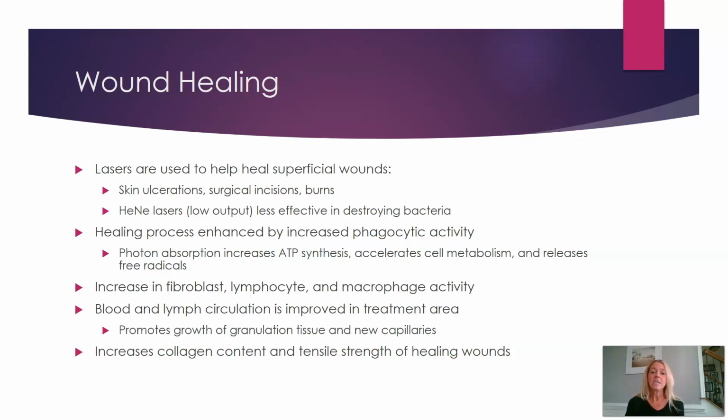The healing process is increased by increasing phagocytic activity. So remember what phagocytes are. They are a type of white blood cell. They're the ones that come in and help clean up the mess a little bit. So it's sort of moving us along from that inflammation to proliferation stage a little bit more quickly. Again, we have increased ATP synthesis, which will increase cellular metabolism in the area, releasing free radicals, which again all helps to speed up healing. There will be an increase in the fibroblasts that are being deposited, which is going to help with collagen deposition in the healing tissue, and increase macrophage activity as well, another type of white blood cell.